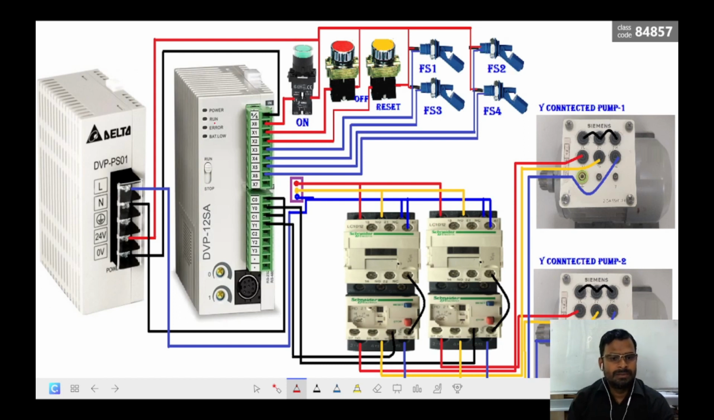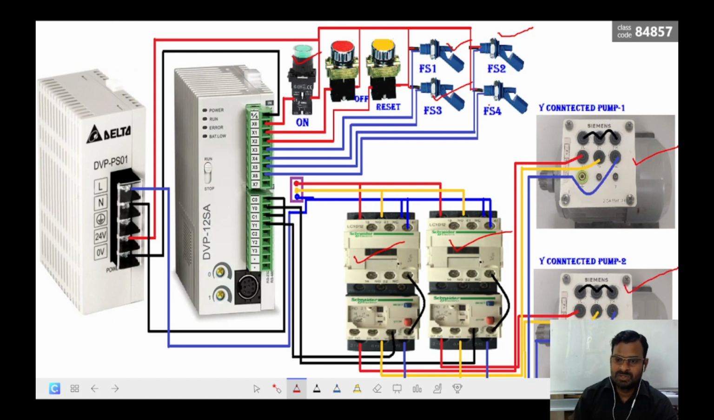So as per the code, if input number 1, that is push button 1 to turn on the process, is giving the signal here, then that means the system will start functioning, and it will wait for the signal from float switch number 1 and 2. If float switch number 1 and 2 both are giving signal, then it will turn on this contactor. So when this contactor is turned on, pump number 1 will be turned on, and when the liquid level reaches FS number 3, the output from the PLC will enable contactor number 2, so that pump number 2 will be turned on.